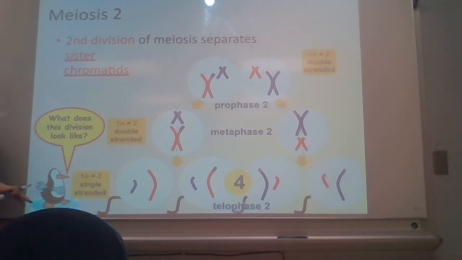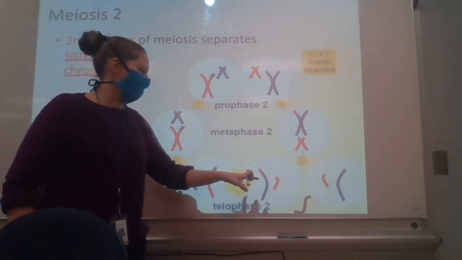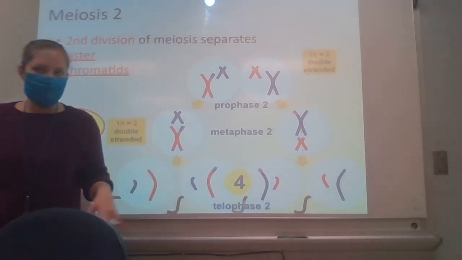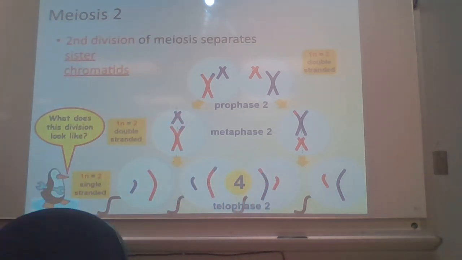And so because of crossing over, each one of those new cells is going to have a slightly different combination of genes from mom and dad, from their grandmothers and grandfathers.